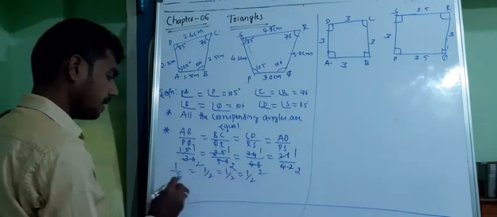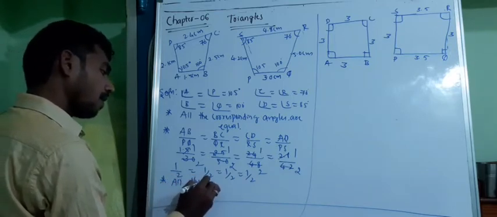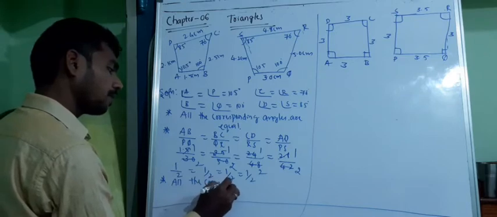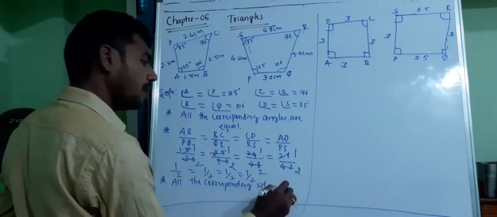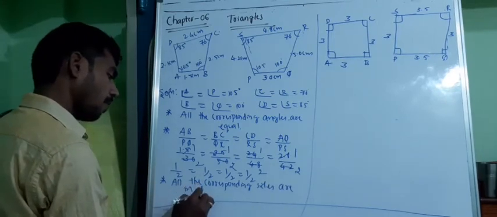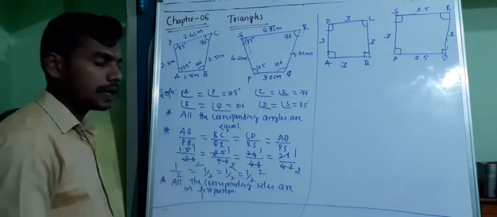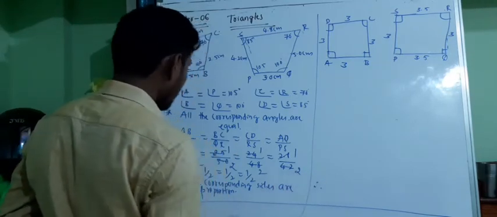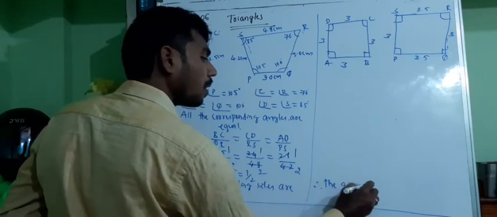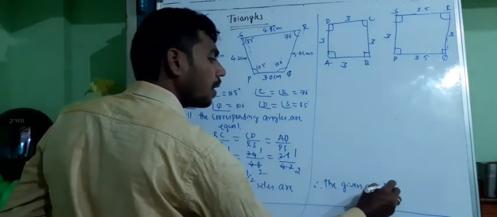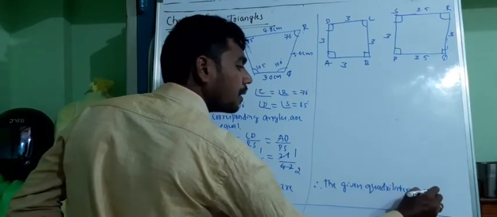So in the second case, all the corresponding sides are in proportion. All the corresponding sides are in proportion. Therefore, the given quadrilaterals are similar.